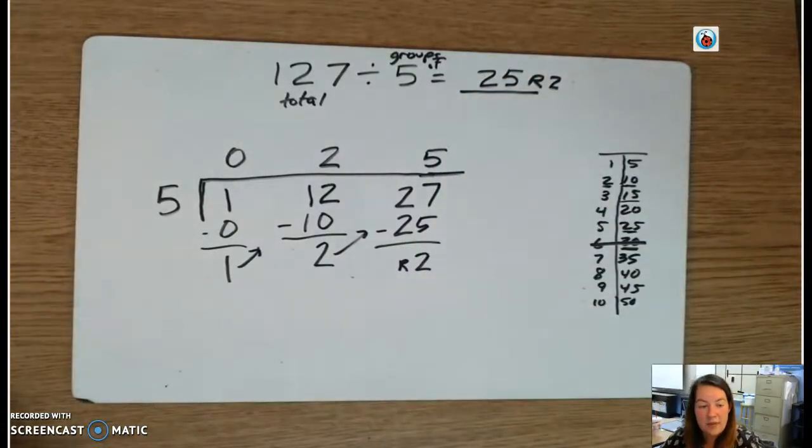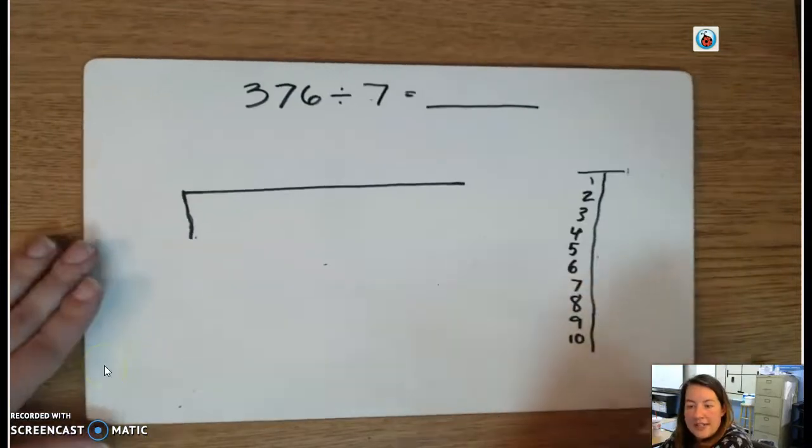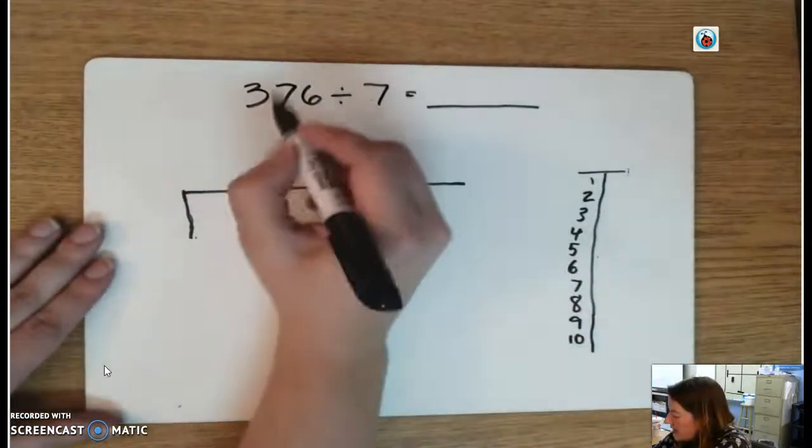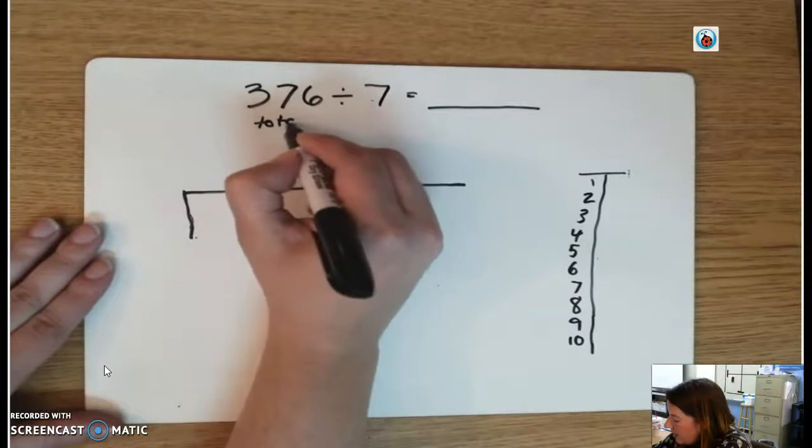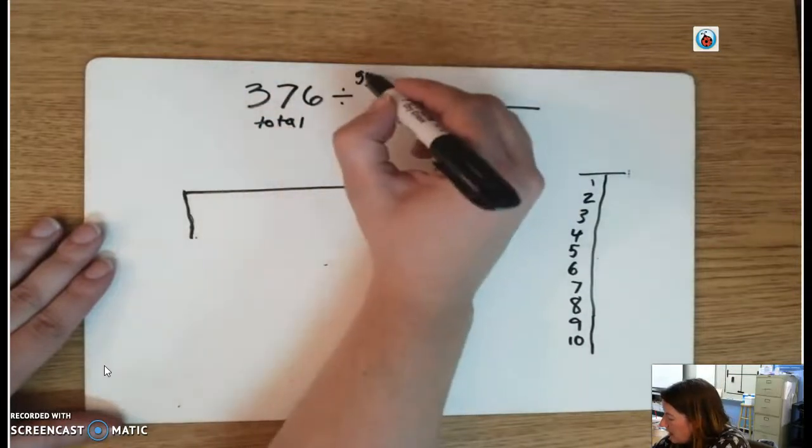Let's try another one. Let me get it ready. Okay, here's our second problem. We have 376 total, and I want to put them in groups of 7.